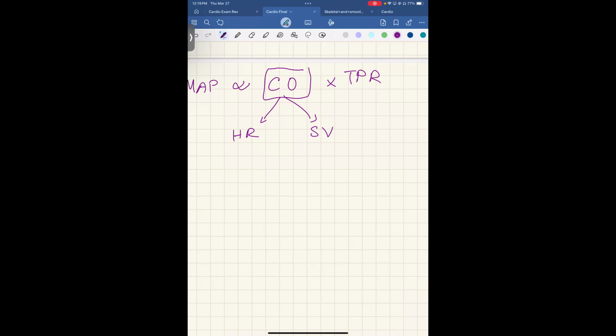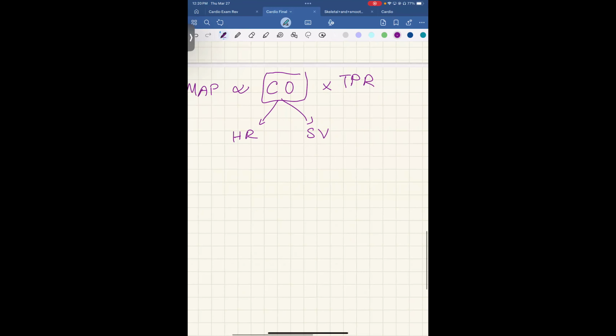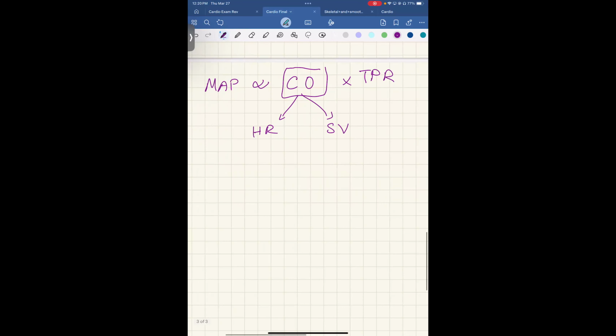How much do you guys talk about TPR or not at all? Total peripheral resistance. Okay. Okay, no worries. So we'll keep it light, but just making sure that you do know what that is and stuff. Because it is important. Anyway, so MAP would depend on cardiac output and TPR.